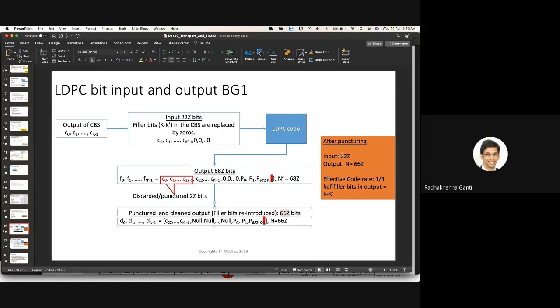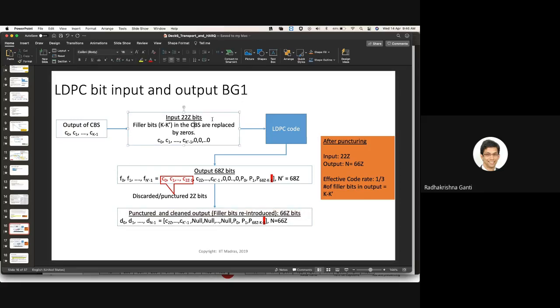The input is 22z bits. Effectively, after you do the puncturing, you get 66z bits. Puncturing means removing the bits. Just removing the bits. You just drop the bits. The first C0 to C2z minus 1 bits are dropped. Fine. So after this procedure, you get 66z bits.